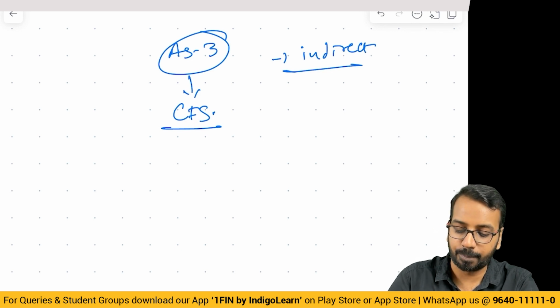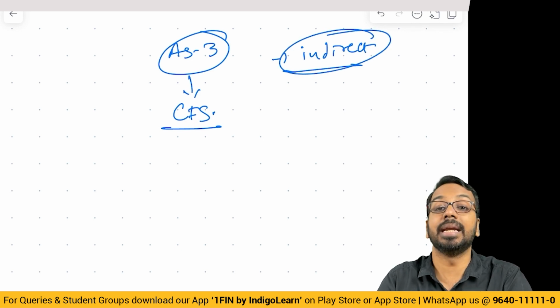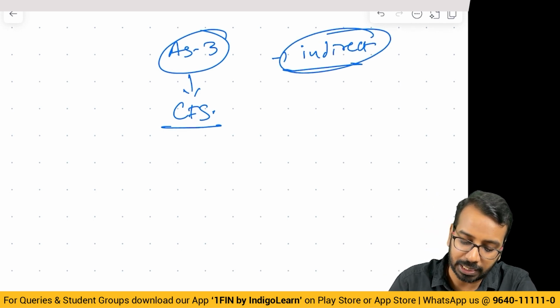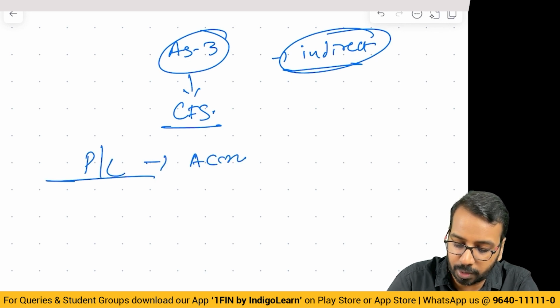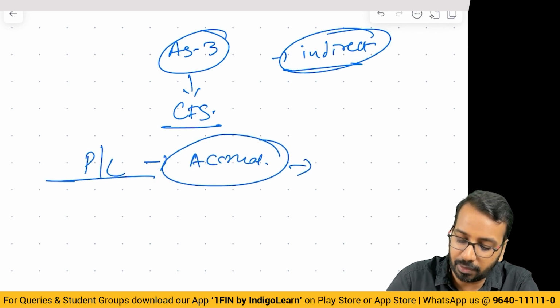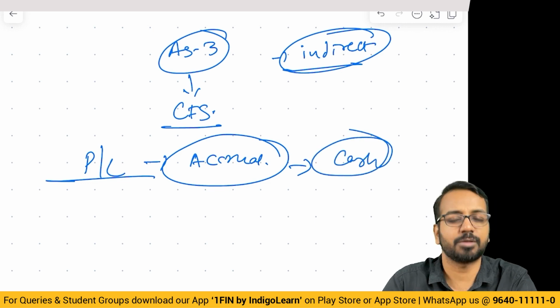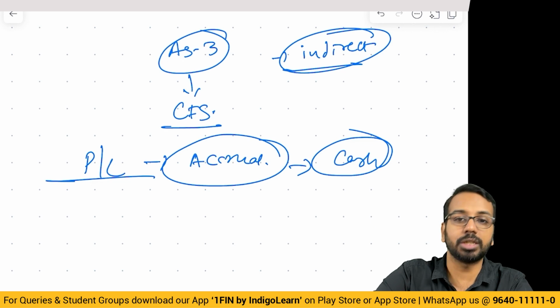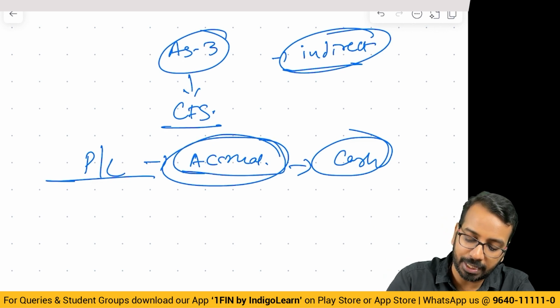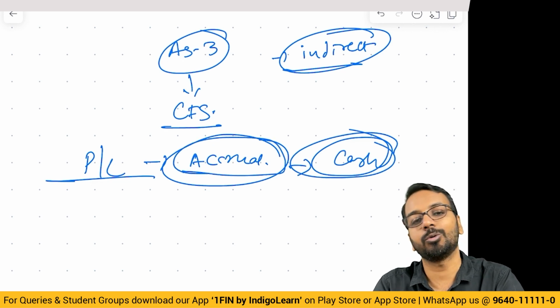Basically, most of the times you get a question on indirect method. Basically, what we are doing is the P&L, which is prepared based on accrual method, we are converting that to a cash method. That's all we are doing in the logical part of it. There is an accrual P&L given, we have to convert that to cash basis.